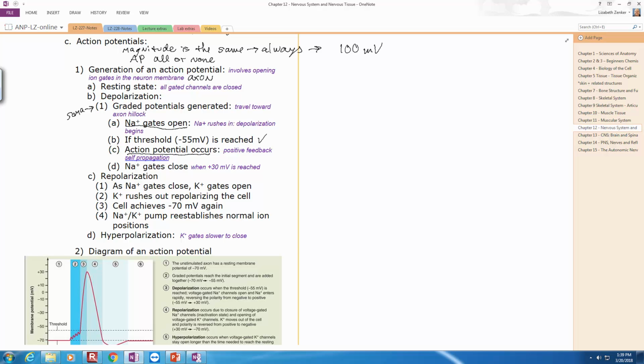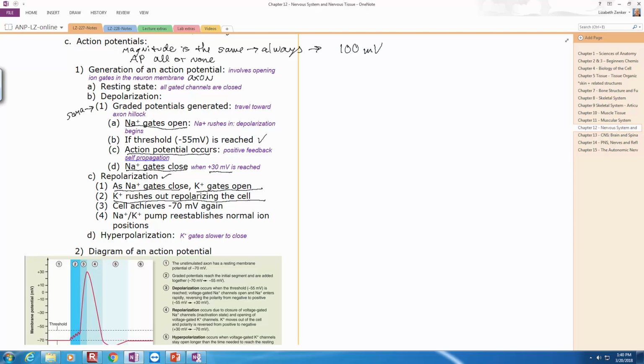So then, let's see, sodium gates will close when we hit positive 30 millivolts. So this is also voltage sensitive. When you hit that total of the 100 millivolt change, you hit positive 30, now the sodium gate closes. No more sodium is coming in, right? So we close the gate at positive 30. Then comes what's called repolarization. As the sodium gates close, the positive 30 will now cause the potassium gates to open. Okay, so potassium now rushes out, which allows the cell to repolarize.